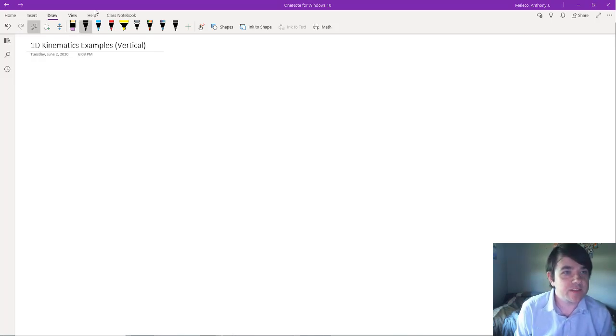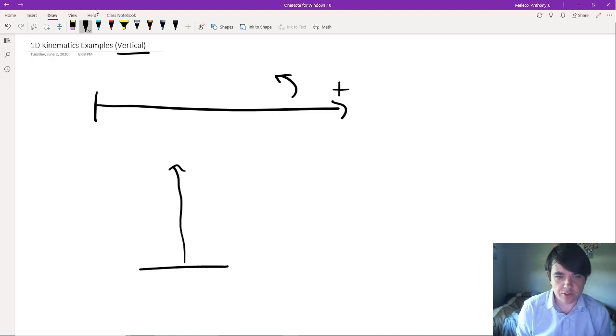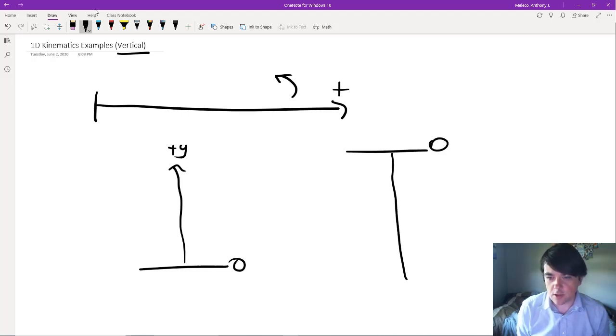So what we're working on now is still 1D examples, but we're actually going to do vertical examples. And what I mean by that is the previous examples we have done have been along the x-axis. But what happens if we just tilt this up? And this becomes one-dimensional as well, and we can call this plus y. We can also invert this, right, where we start at the top and then call down positive as well.